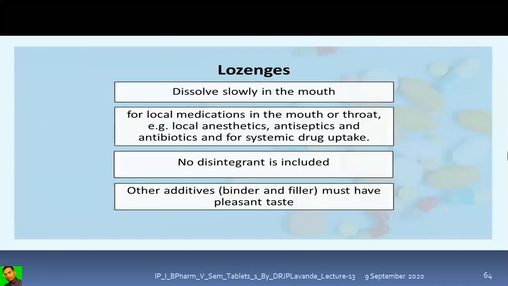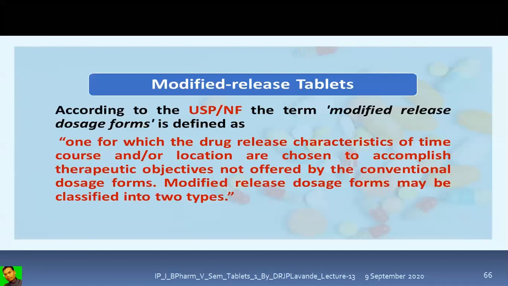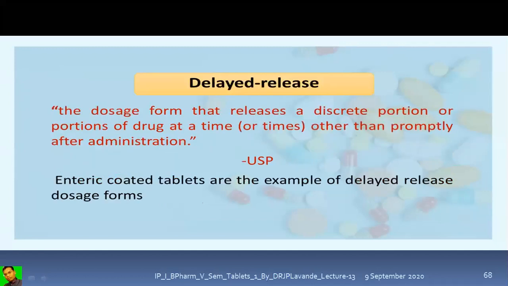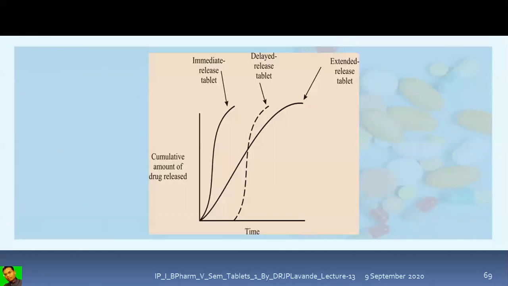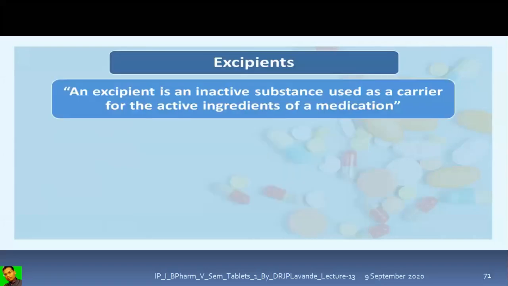We saw the pattern of drug release in the case of the conventional tablet and in the case of the modified tablets. The modified release definition which we saw is verbatim, and it is to be written word by word as such. What is the meaning of extended release? If we achieve a twofold reduction in the dosing frequency, such a kind of formulation is said to be extended release. And this is the delayed release type of formulation. You can see the conventional, the delayed release, immediate release, and the extended release. This graph shows the pattern for the conventional release, sustained release, and the controlled release.